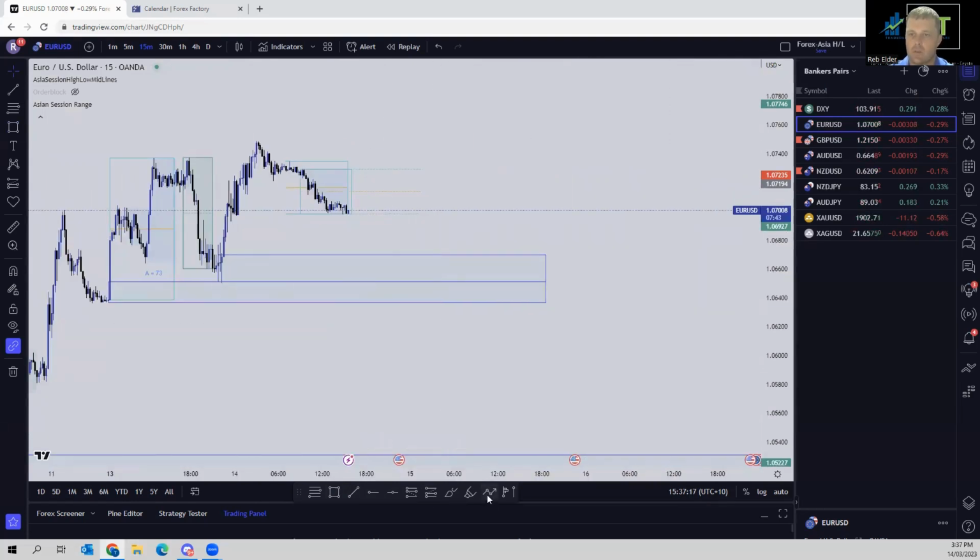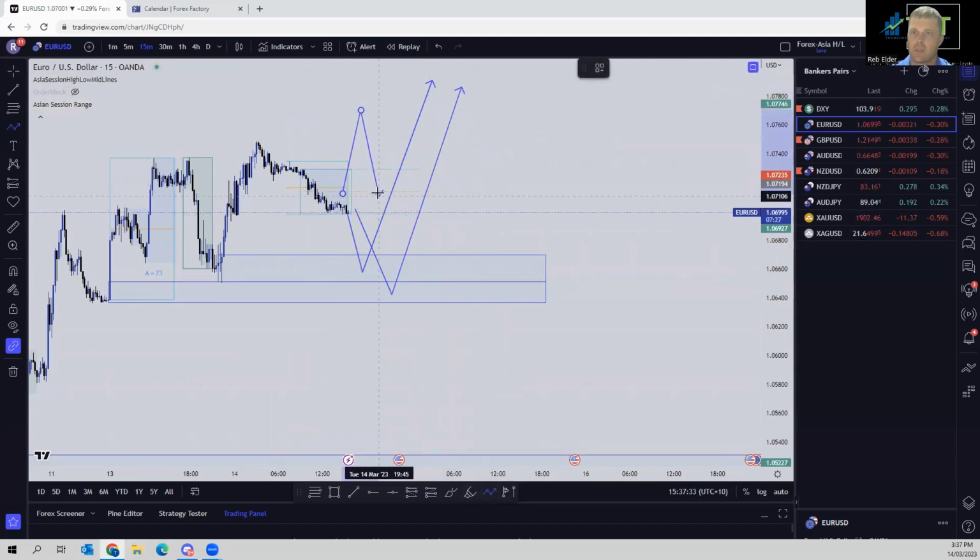So basically, thoughts for today is we see out of the Asian range, we see a pull down into this area to go long, or also into this area to go long, or we see a break of the recent high, retest around the center line and go long again.